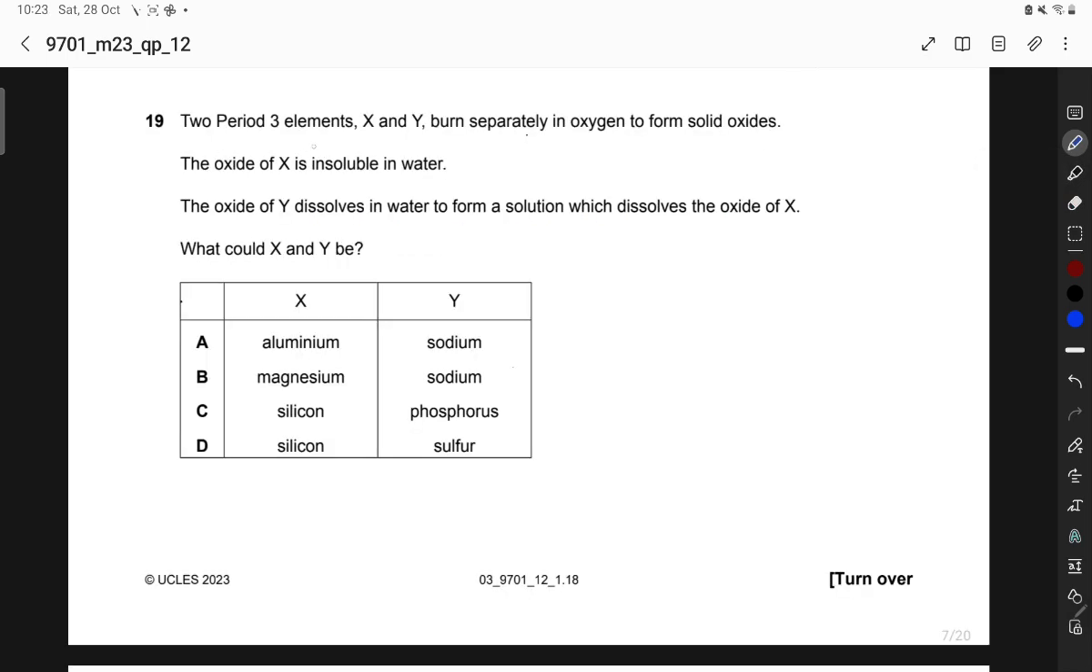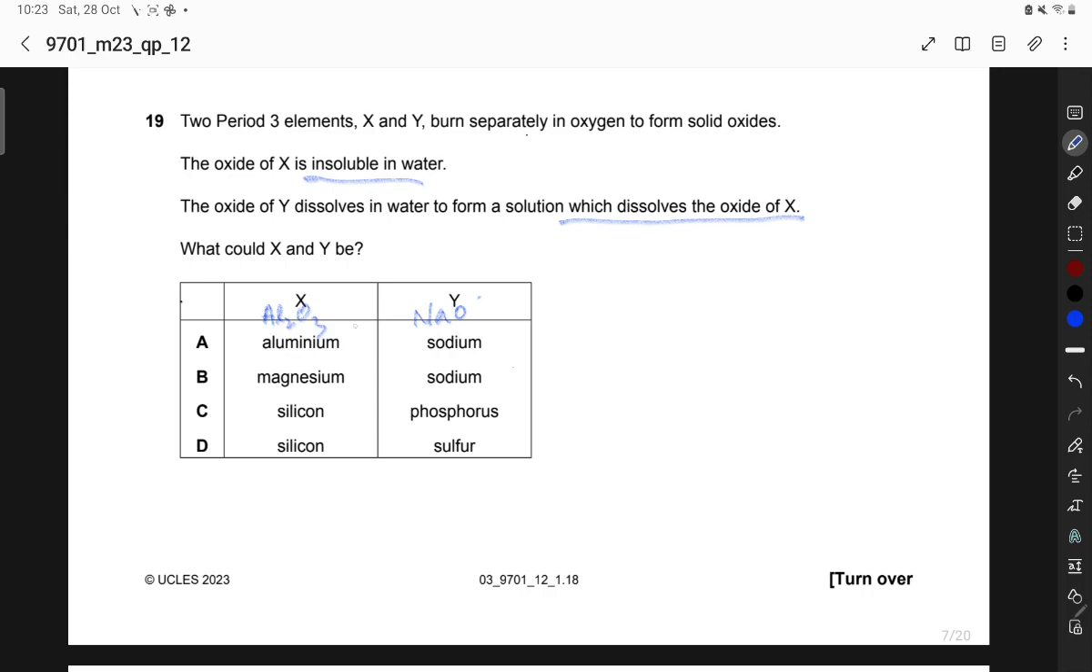Two period 3 elements, X and Y, burn separately in oxygen to form solid oxides. The oxide of X is insoluble in water. The oxide of Y dissolves in water to form a solution which dissolves the oxide of X. What could be these? This is aluminum oxide, this is sodium oxide.